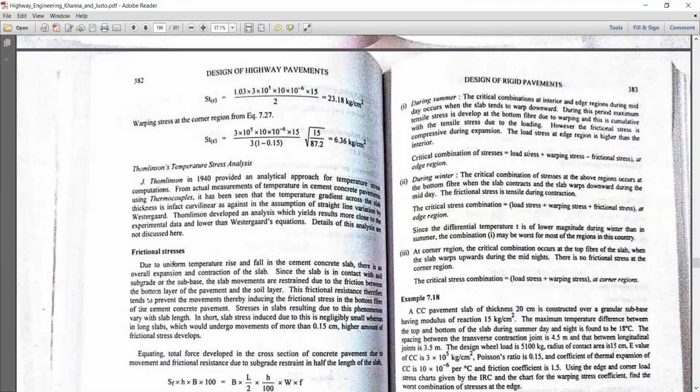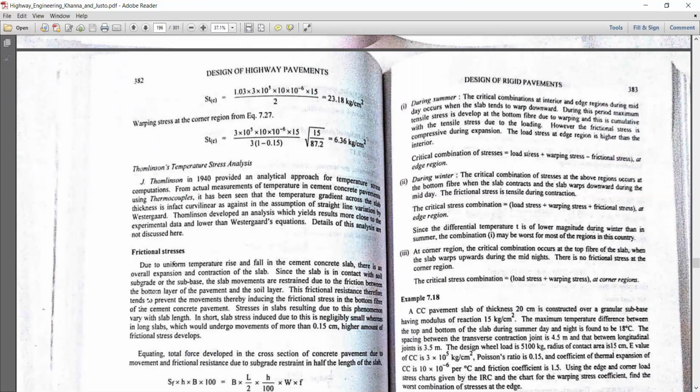Hence the combination can be written as load stress plus warping stress plus frictional stress. Frictional stress is developed between the concrete slab and subgrade, hence we consider addition of frictional stress. This is the critical stress combination at the edge region. Next, going to the corner region, the critical combination occurs at the top fiber of the slab when the slab warps upward during the midnights.